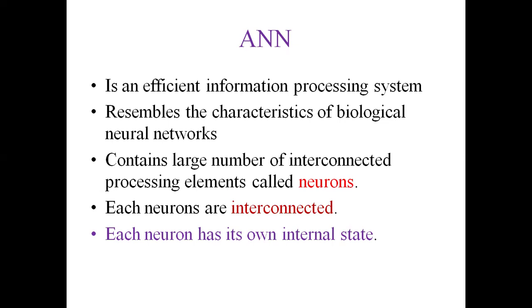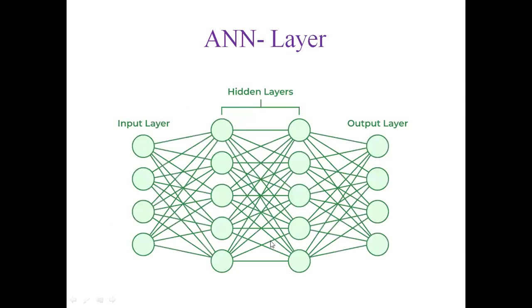And using that training data, we have to analyze the test data given as input, whether it is a cancer cell or a normal cell. So each neuron will be interconnected and each neuron has its own internal state. So look at this one. This is a normal structure of this ANN.